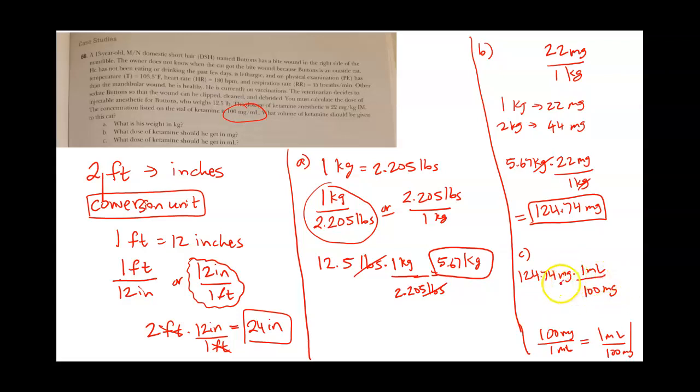And so now what's going to happen is the milligrams are going to cancel. And so you have 124 times 1, which is just 124.74, and then you're dividing by 100. So if you take 124.74 and you divide that by 100, you get 1.2474 milliliters. Okay, so take a look at this, see if you have any questions, but the basics are always going to be to have the numerator and denominator be the same unit so they can cancel out.